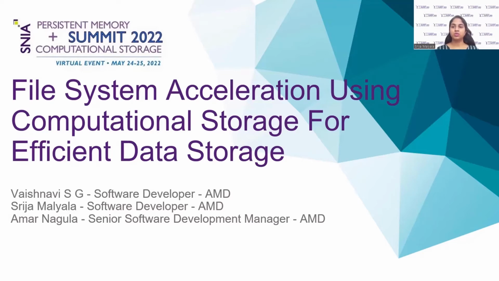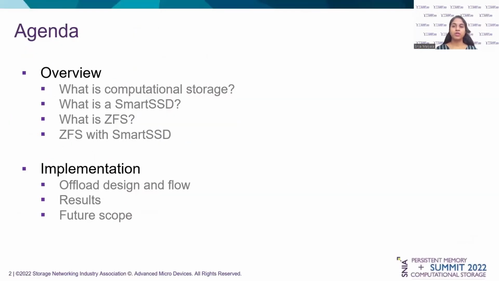As the agenda goes, we are going to first give an overview of computational storage and a quick overview of SmartSSD as we have used that computational storage drive. And then we are going to talk about ZFS and why we picked up ZFS and which compression we have chosen to offload and why. Later, we'll discuss offload design and flow and how much and in what all aspects we have benefited from this. Let's get started.